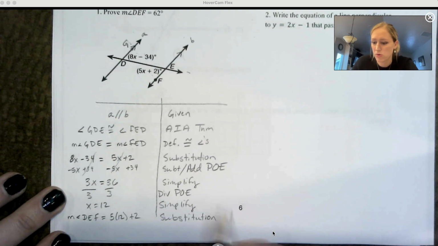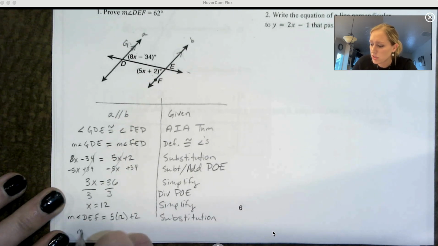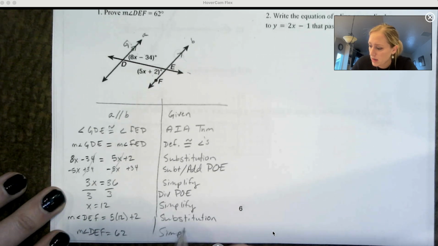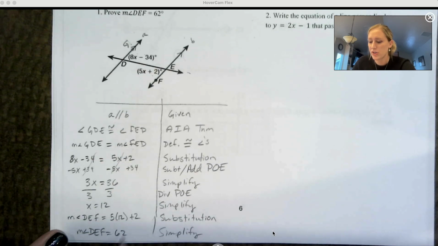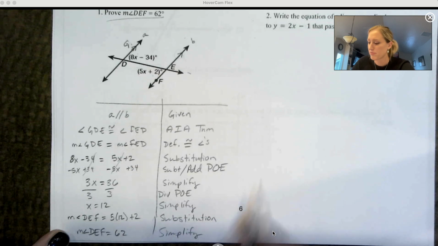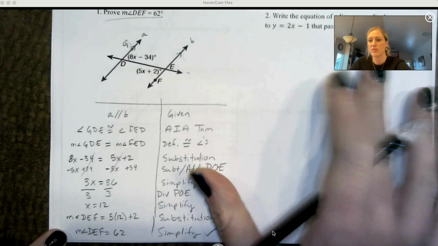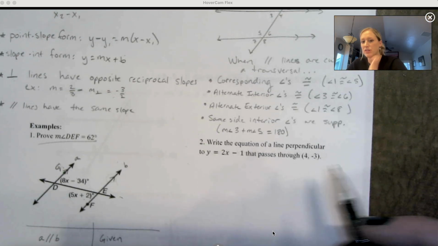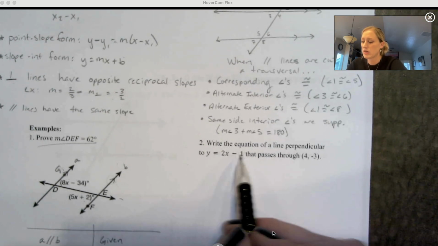And when I follow order of operations and simplify, I do get the measure of angle DEF equals 62 when I simplify that. And that is where I wanted to end. That's what I was trying to prove, so that should be the last step of my proof. We are done. All right, number 2, write the equation of a line that's perpendicular to this one, and it goes through this point.